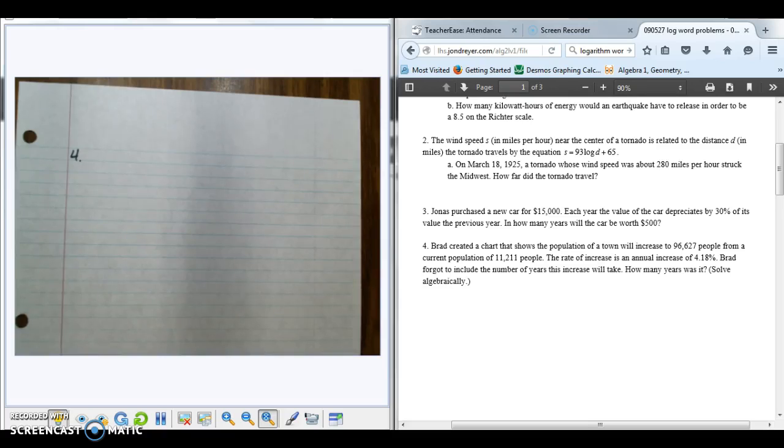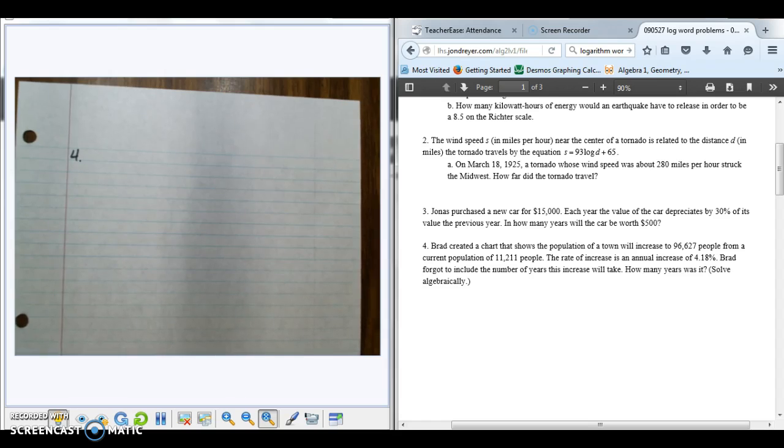Brad created a chart that shows the population of a town will increase to 96,627 people from a current population of 11,211. The rate of increase is an annual increase of 4.18%. Brad forgot to include the number of years that the increase will take.